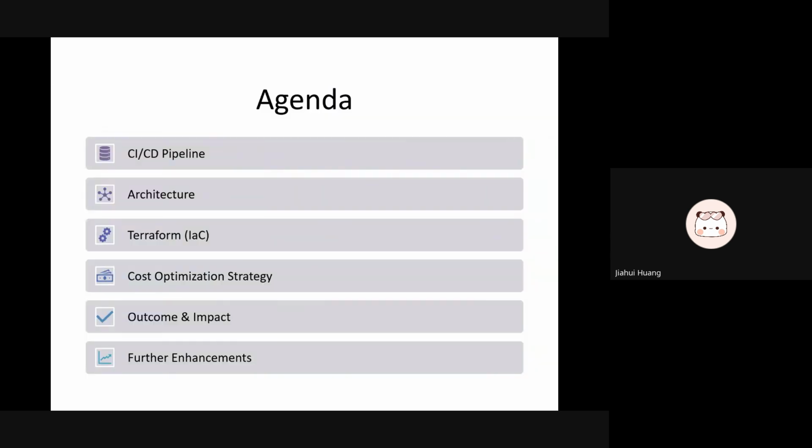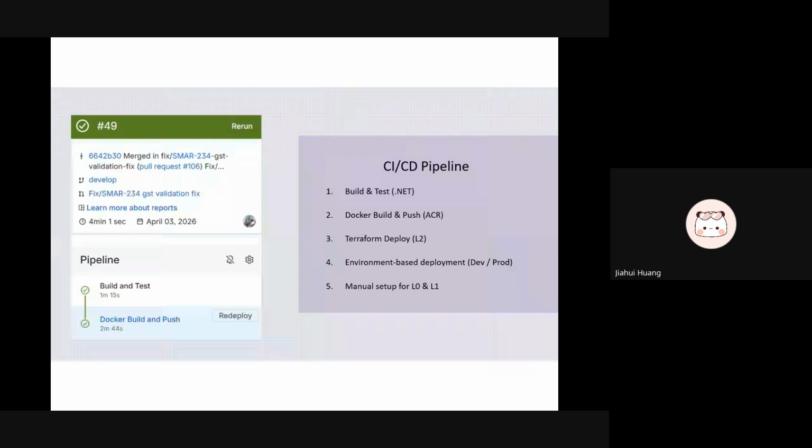Here's a quick overview of today's presentation. We'll start with the CI/CD pipeline, then move on to the architecture design, followed by our Terraform structure. After that, we'll briefly cover our cost optimization strategy, summarize the overall impact, and finally go through our production readiness and further enhancements.